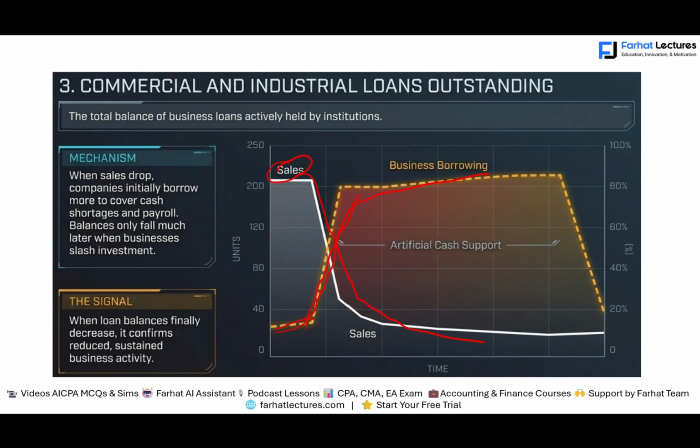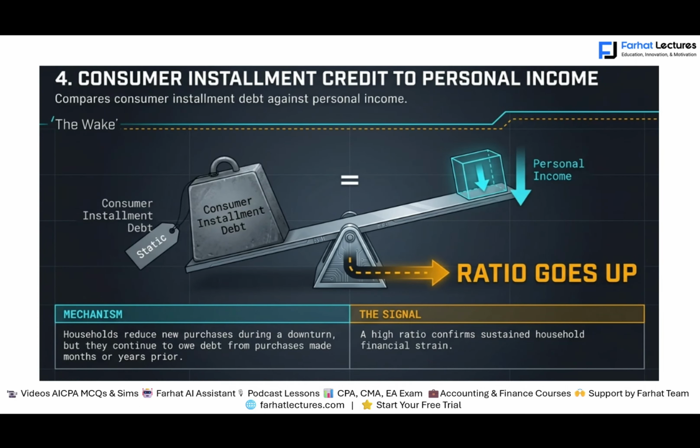And you stop paying down your loan, making only the minimum payment, because you're using the money to survive from day to day. So as the loan balance goes up, especially relative to sales, why are the companies doing that? Because they need this additional cash support until sales go back up. So when loan balances outstanding go up and at the same time sales are going down, companies are using loans as a temporary fix to survive this period.